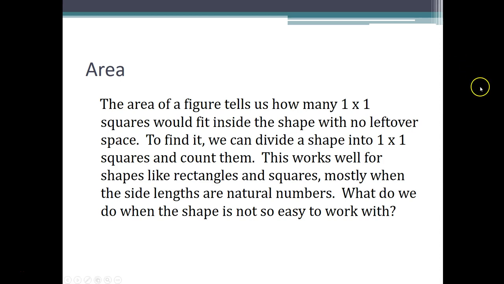And since you're literally figuring out how many squares would fit inside the shape, the units are going to be square units, like square feet, square yards, square meters, stuff like that.